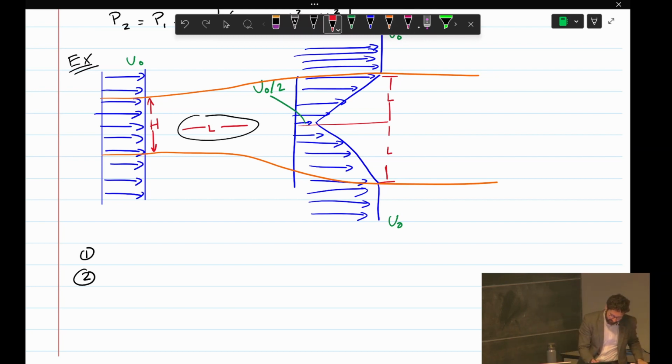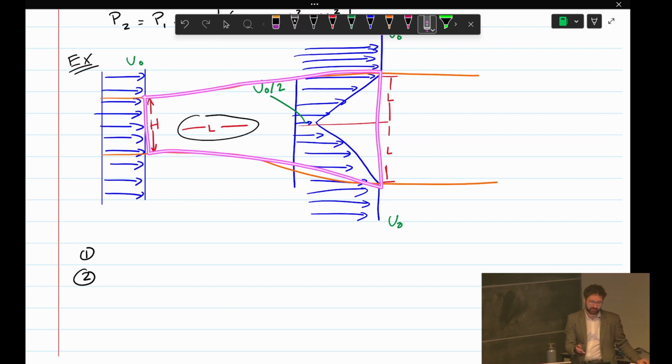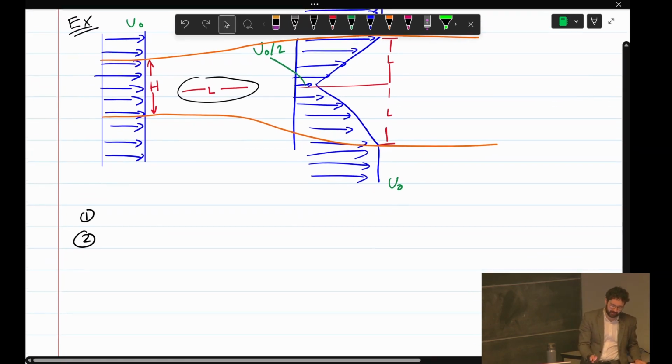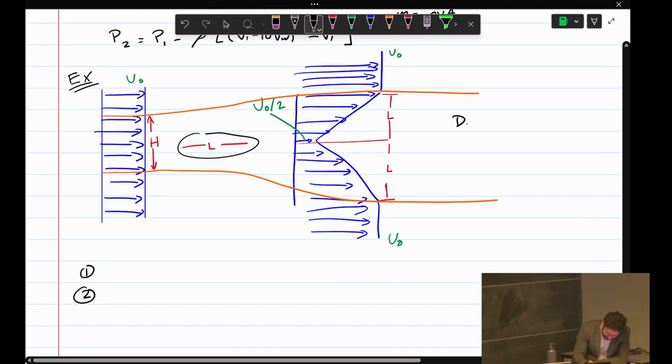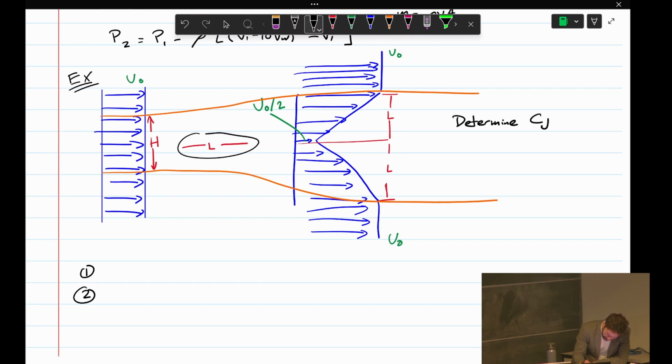So since we've defined a streamline, we have to use conservation of mass around this CV that looks like this, to determine h in terms of L, and then we have to use conservation of momentum. So the problem is to determine the drag coefficient of this object. Width into page.